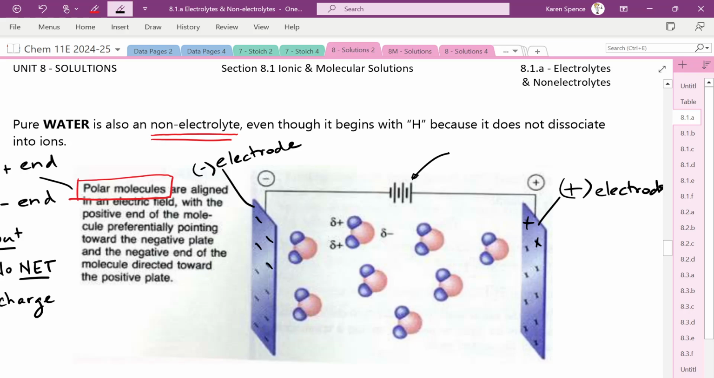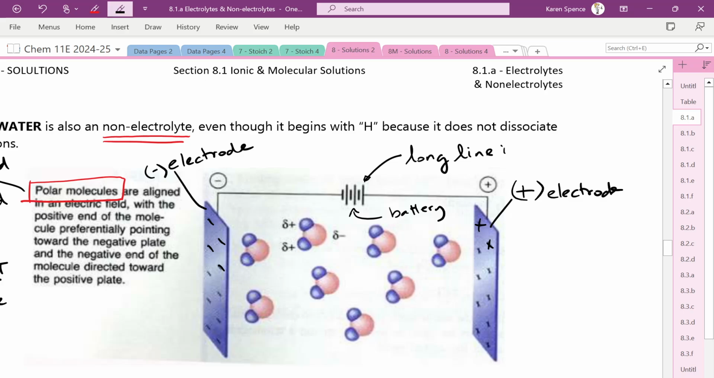This is a battery. And the long line is the positive terminal, and the short line is the negative terminal.